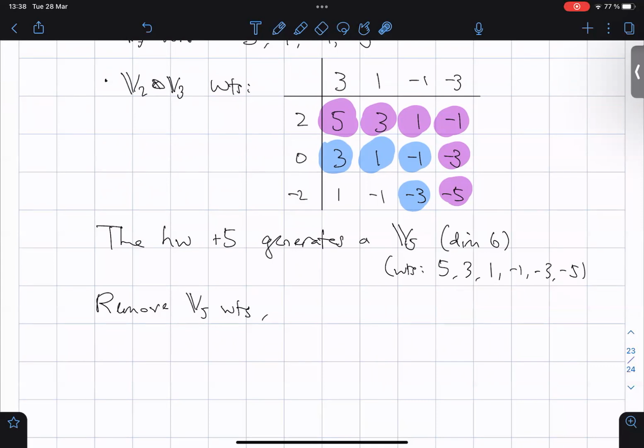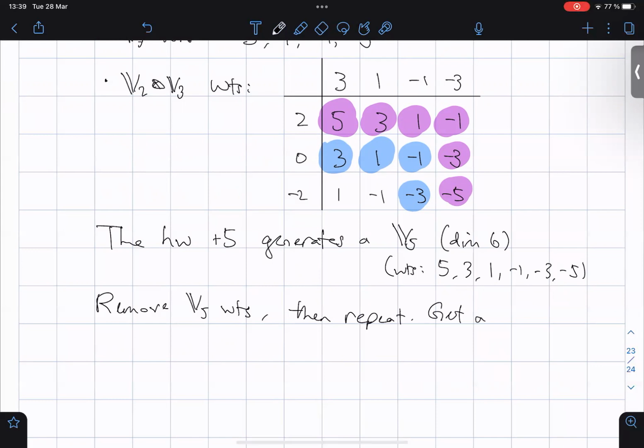Right. Yeah. But when you cross out all the purple ones, you cross out from left to right and then downwards, but could I in principle just do 5, then 1 down, and then order doesn't matter? That's the thing that I don't want you to pay attention to. Okay. Good. So remove the V5 weights, then repeat.